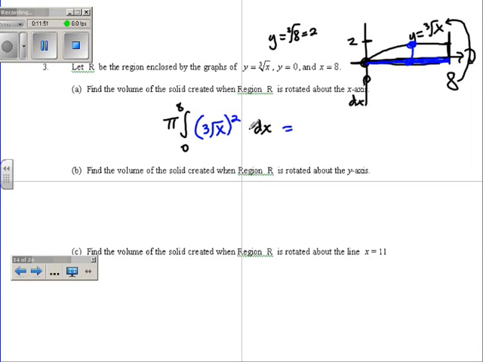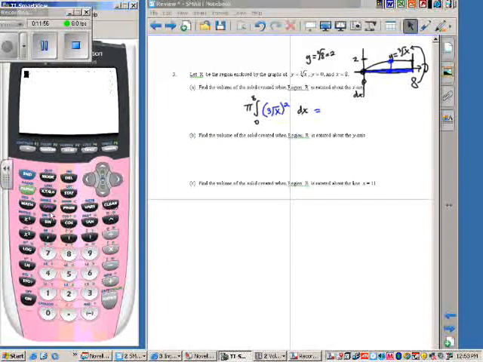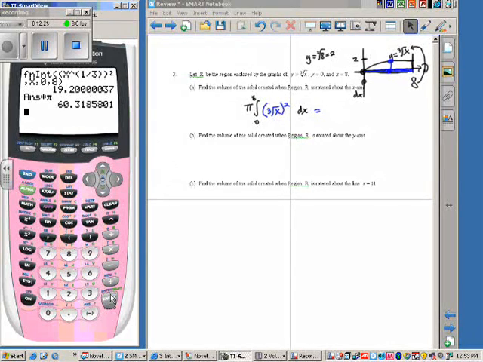In your calculator, you can type in, I'll type this one in. Okay, math 9, and then I'm going to type x, parentheses x to the parentheses 1/3, parentheses squared, in case you don't know how to do that by hand, comma x, comma 0, comma 8, and then, wait for it, times pi, so we have 60.319.